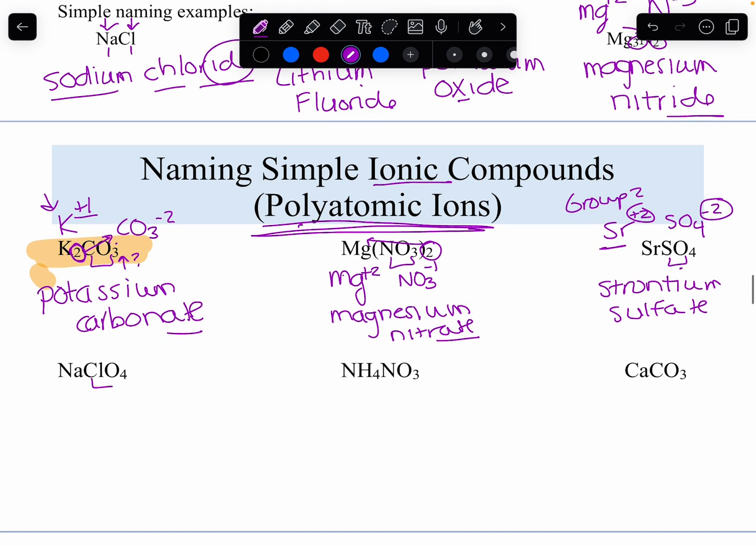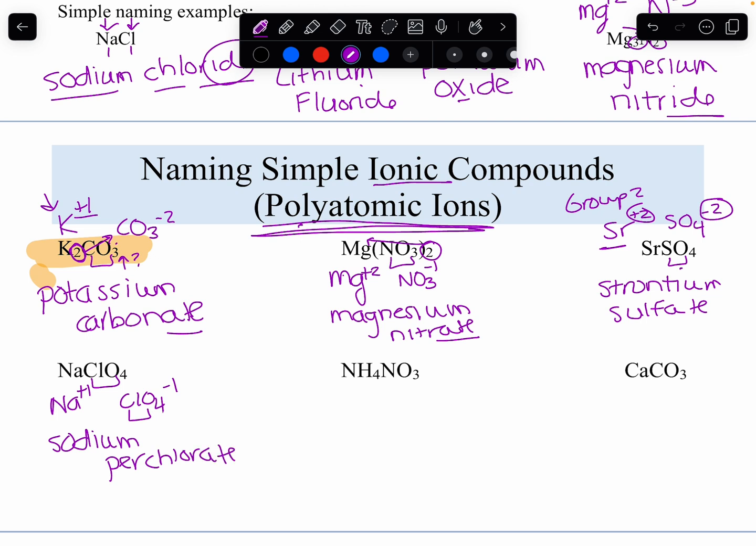All right, again, I want you to find something that looks like ClO4. If you look on your list, it's ClO4 minus 1. If you look where sodium is on the periodic table, it's plus 1. We're going to name that sodium. And the name of ClO4 minus 1 is perchlorate. So the name of this compound is sodium perchlorate.